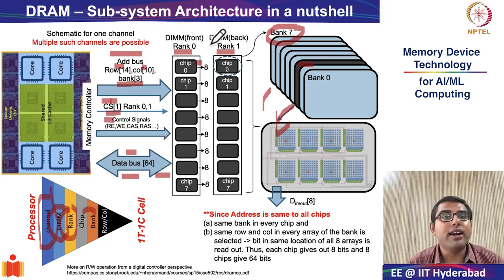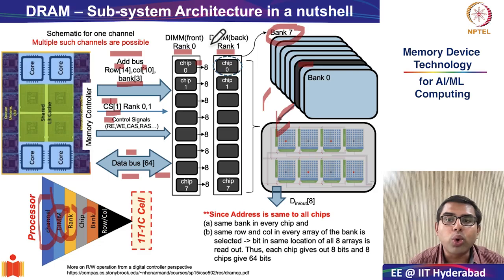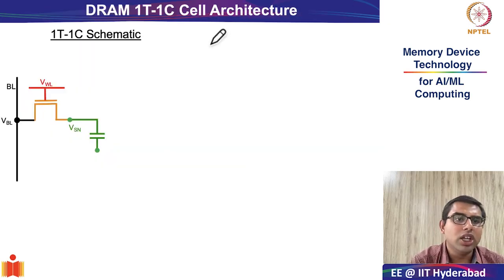And now we are in a very good position to go to the very interesting element right at the bottom of the hierarchy, which is the individual 1T 1C cell. So now we will begin our study of the individual 1T 1C cell, and let's look at its schematic. The schematic for the individual 1T 1C cell looks very straightforward.